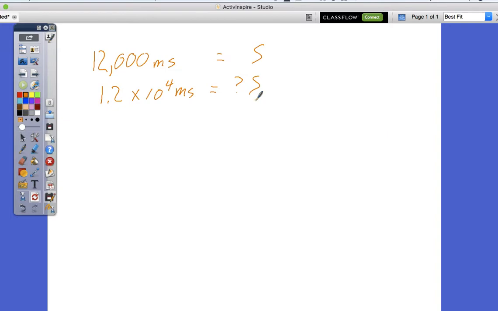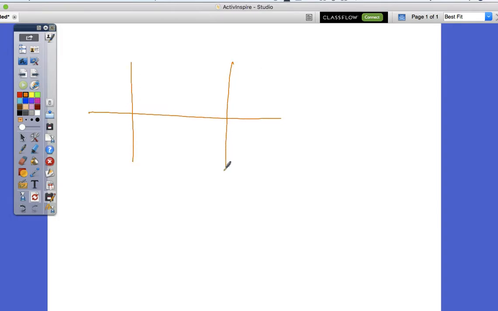Okay, next, I want you guys to drop down to your next box. So step 2 says draw your picket fence. Okay, so we're gonna go like this. What goes here? 1.2 times 10 to the 4 milliseconds, okay? And then what are we trying to find? Seconds, so we want 1 second. What's this number always go over? 1, okay? And so now we have how many milliseconds in a second?